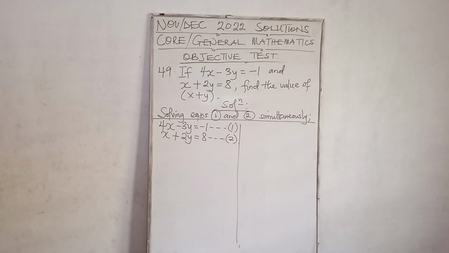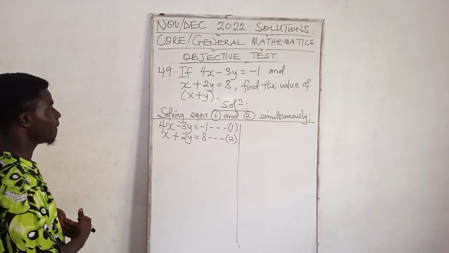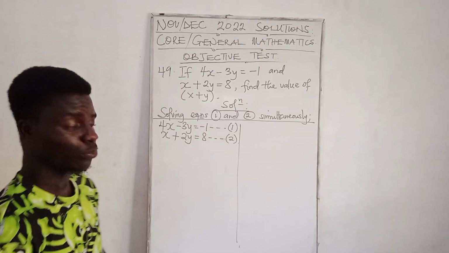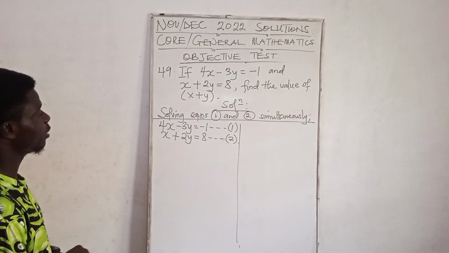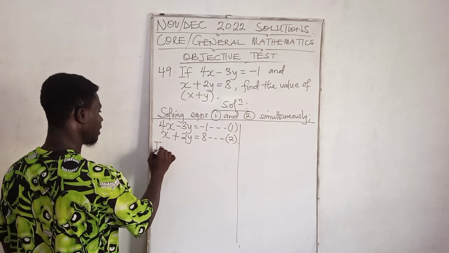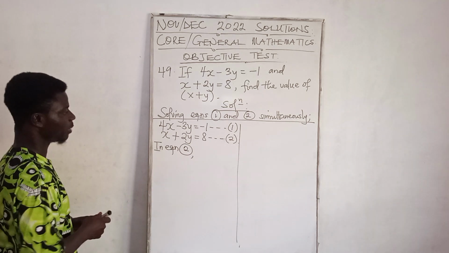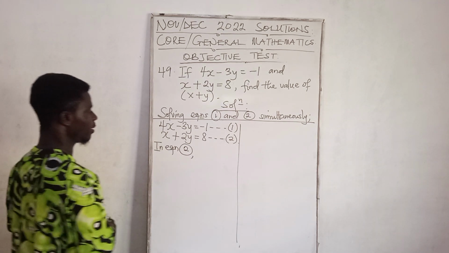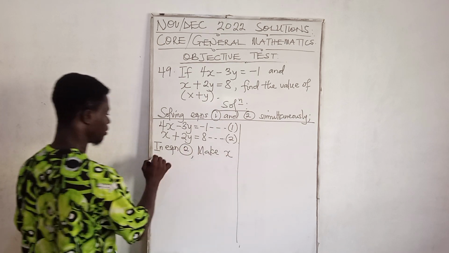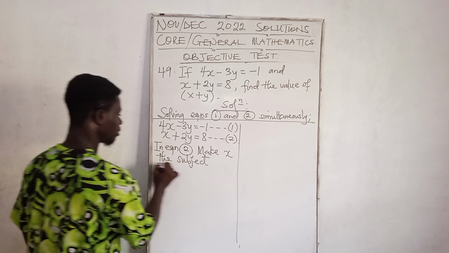So we have this. So now what can we do? What method are we using here? Now let's go by the substitution approach. So in equation 2, we are using substitution method. Make x the subject. We make x the subject.